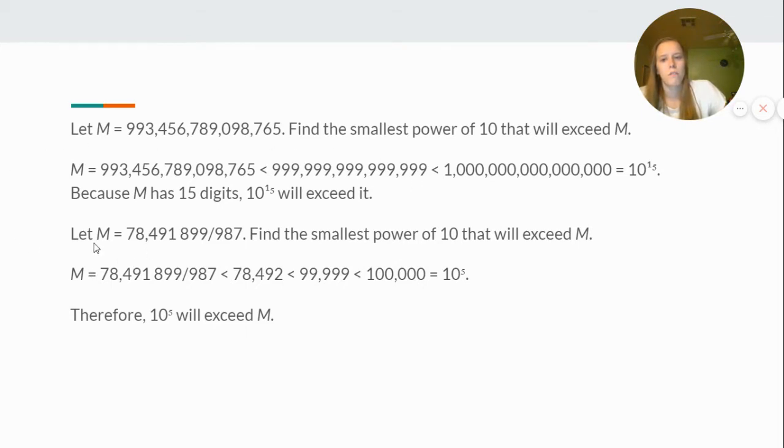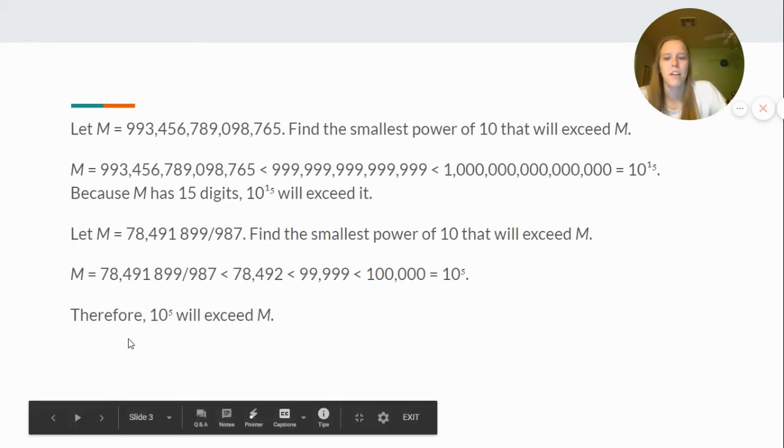So now we look at another one. Let m equal 78,491,899,987. Wowza. So again, we're looking for the smallest power of 10 that will exceed m. So it's smaller than 78,492. It's smaller than 99,999. And it's smaller than 100,000. So therefore, 100,000 equals 10 to the 5th. 10 to the 5th will exceed m.